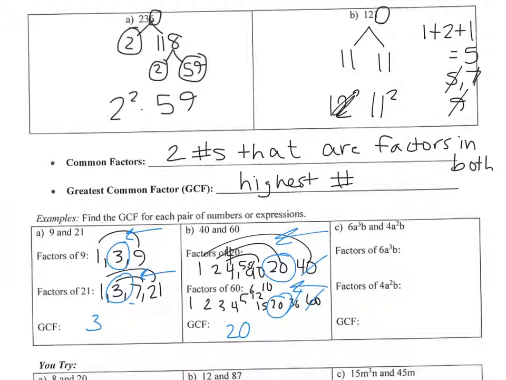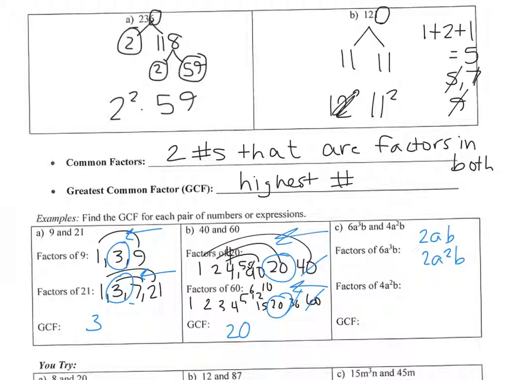Sometimes you can have variables. There are tons of factors of 6a cubed b. There's 2ab, 2a squared b, a whole bunch of factors. So I'm going to go right down to the greatest common factor. It's going to be faster.